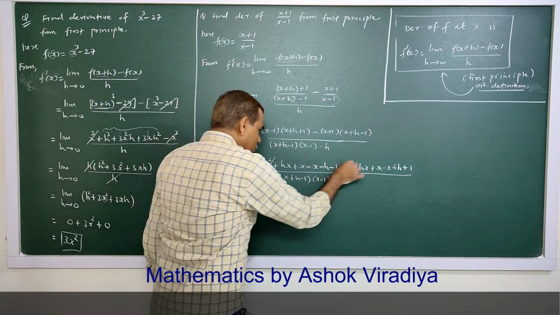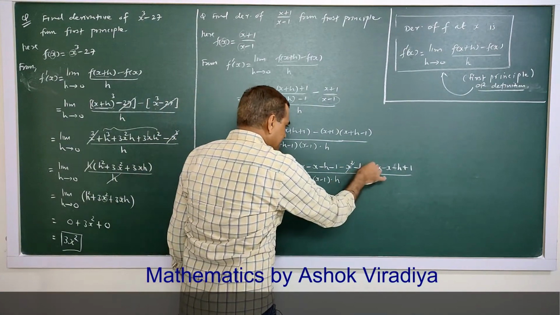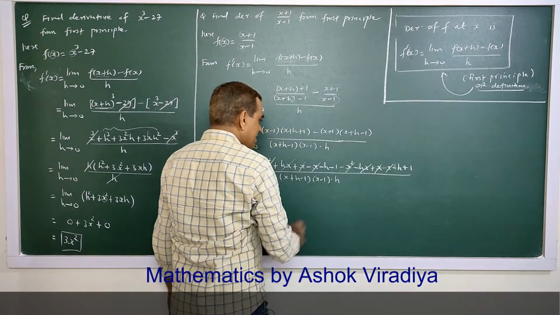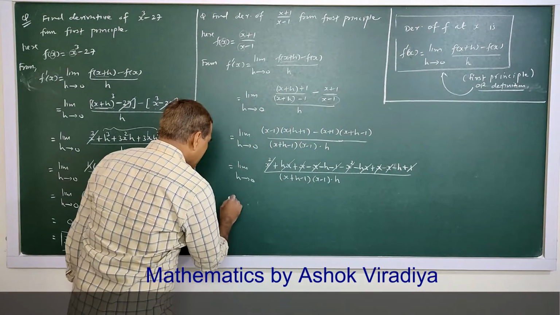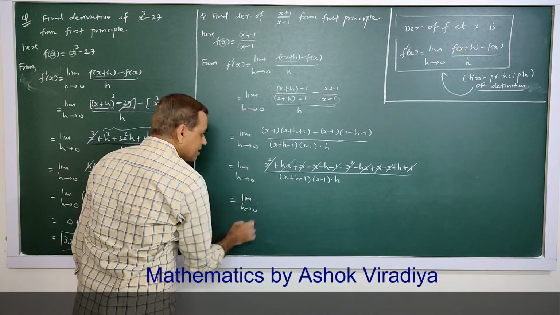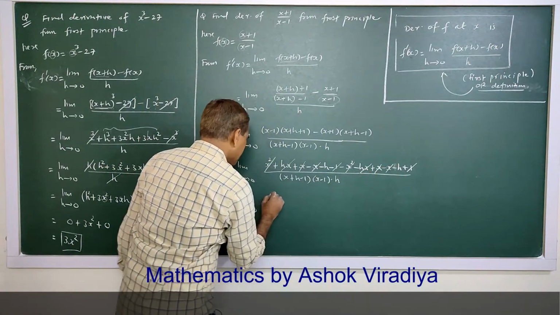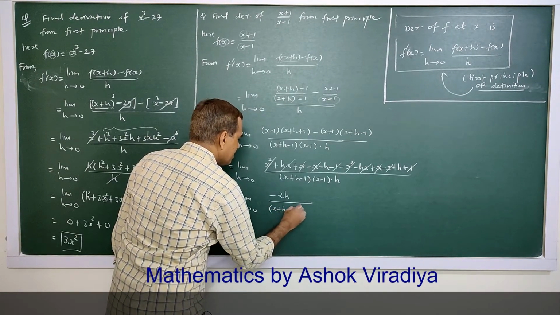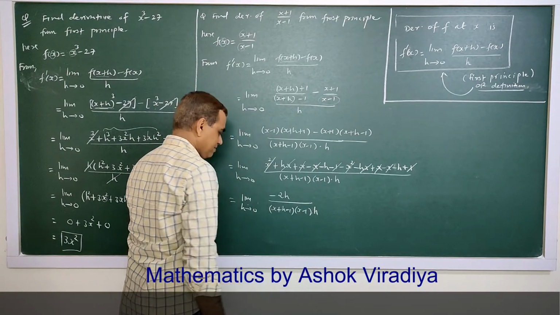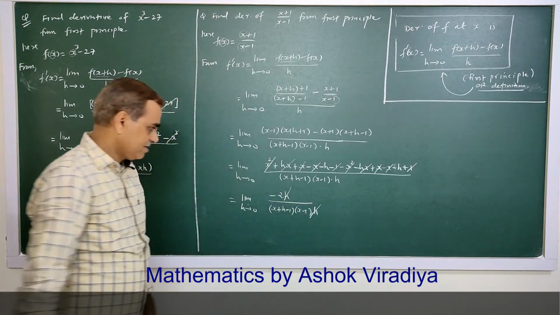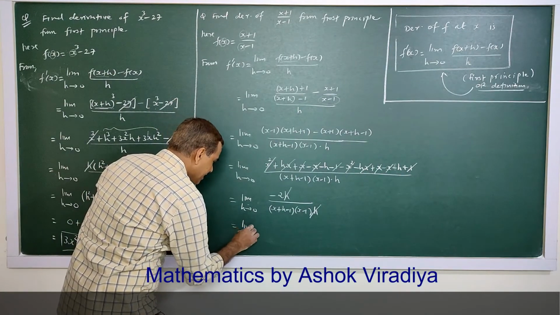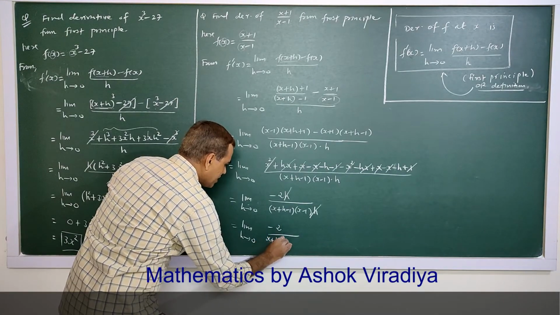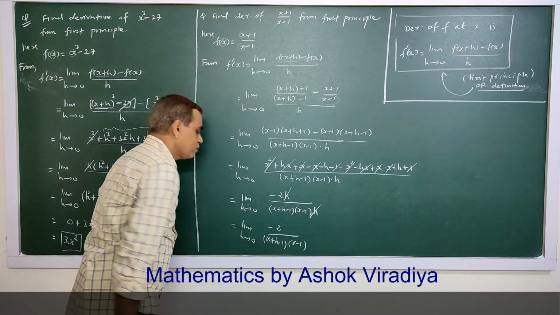So x square will be cancelled, hx will be cancelled, x cancelled, again x cancelled, minus 1 plus 1 is cancelled. What is left in numerator? Minus h minus h is minus 2h upon x plus h minus 1, x minus 1 into h. This h again cancels. So what is left? Limit h tends to 0 minus 2 upon x plus h minus 1, x minus 1.